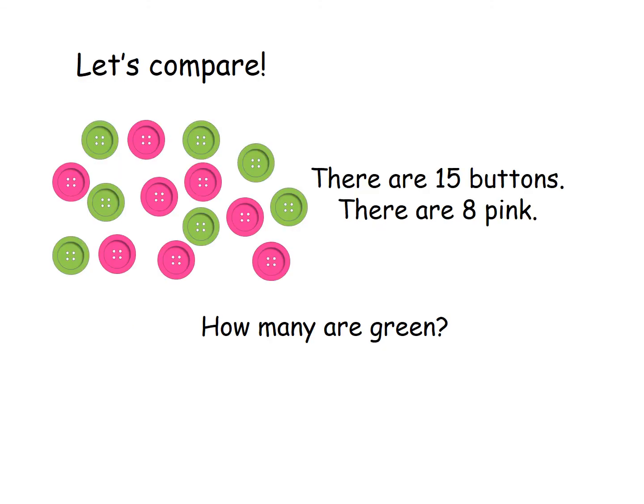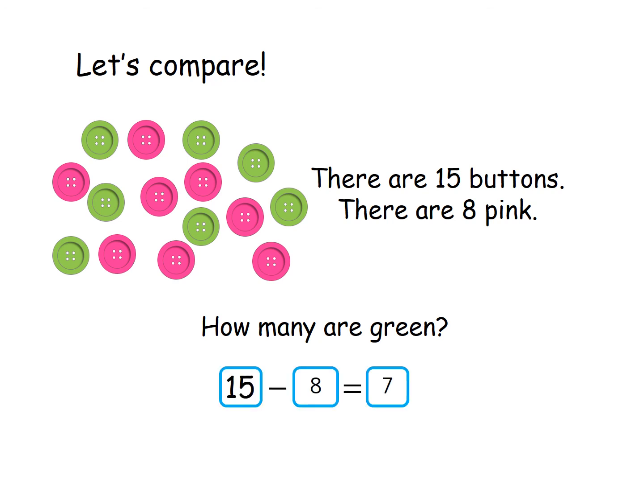Okay, this time I've got a bit of a word problem. So there are 15 buttons. There are 8 pink. How many are green? So I've been told how many we've got in total, the total amount of buttons. I've been told that 8 of them are pink, but I need to find the difference so I can work out how many are green. So when we are finding the difference, remember it means subtract the two numbers. So we always start with the greatest number, which is 15, and we could subtract the 8. So you can do it on your number line to find the answer.